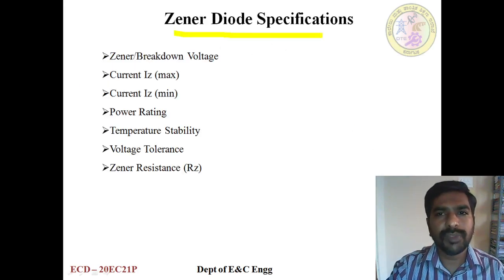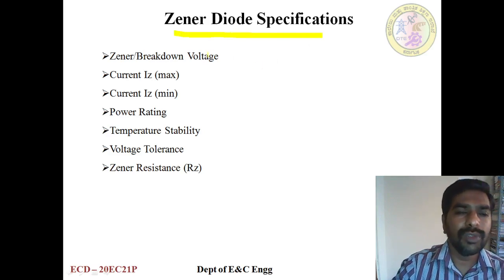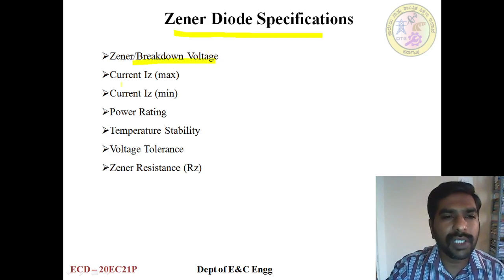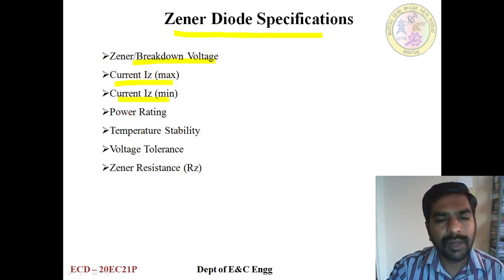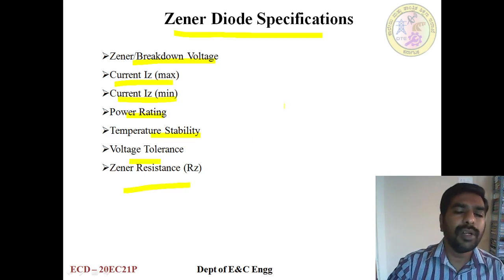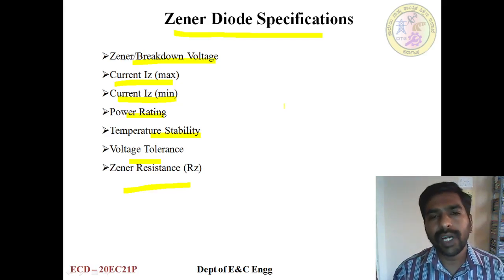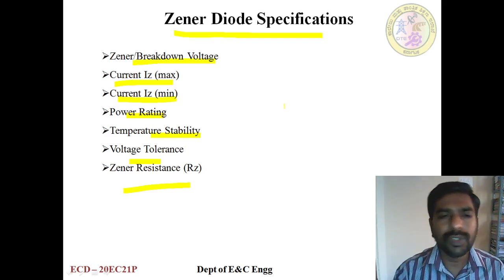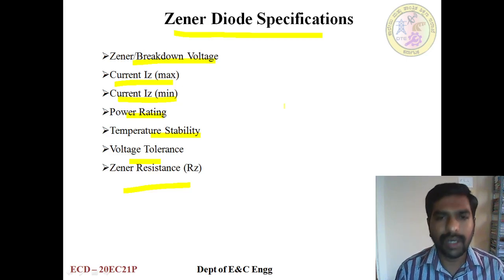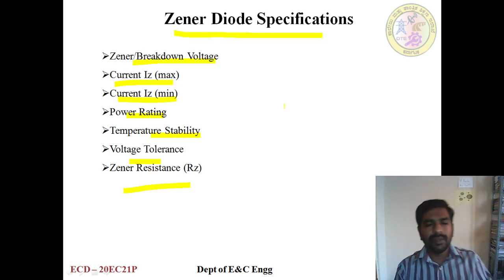And the Zener diode specification. While selecting a Zener diode, one has to focus on these parameters: Zener breakdown voltage, maximum current and minimum current, power rating, temperature stability, voltage tolerance, and Zener resistance. These are all the important parameters one has to calculate in the circuit with respect to where the Zener diode is used in the application. Otherwise the circuit will not behave as expected by the user.